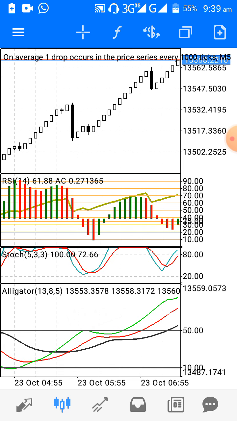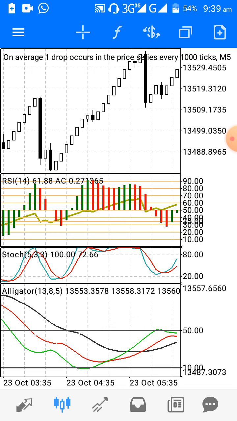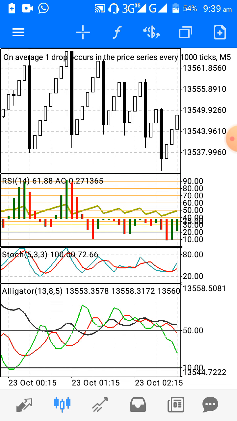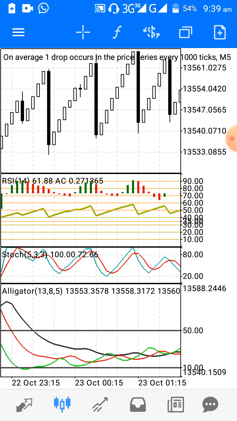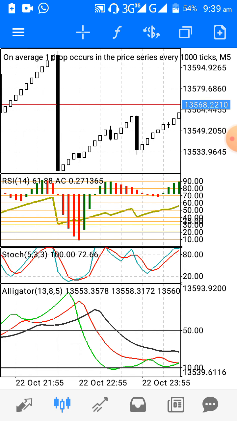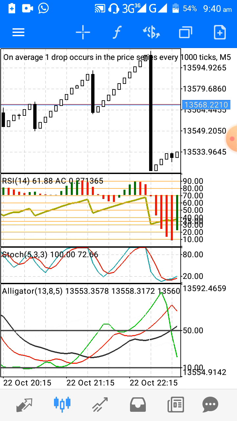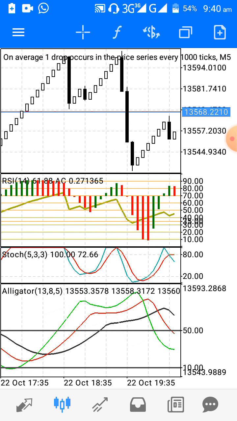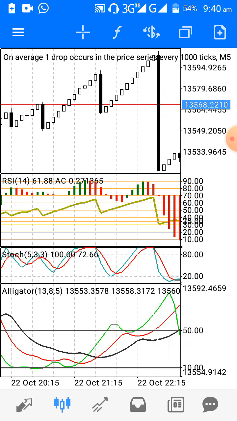There are so many signs here. I'll also be showing you other indicators that you can use to support this indicator to get more successful trades.